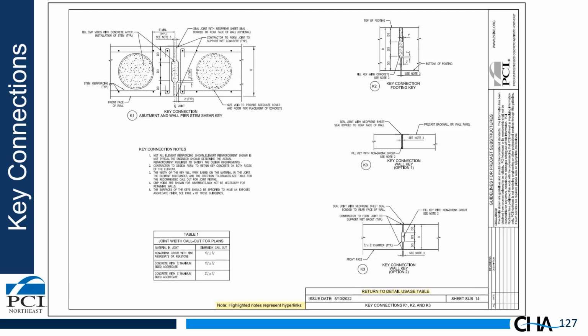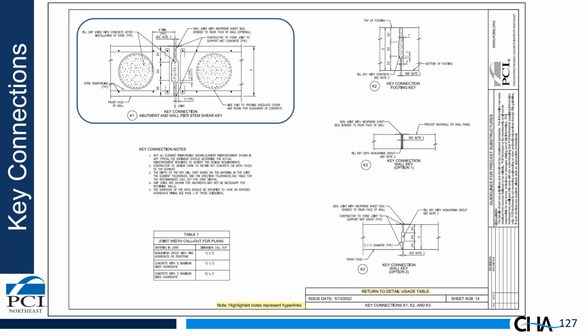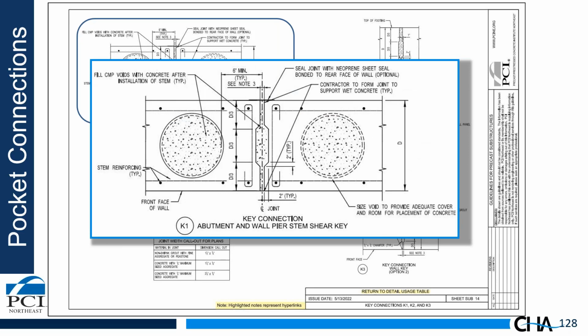Okay, last couple sheets we'll cover now. This sheet covers keyed connections. As I mentioned before, we have a K1 connection, which is a key that's filled with concrete. We recommend using concrete for a lot of these connections. You just have to make the joint a little wider, and you can fill them with concrete, although you could use non-shrink grout if you want to make the connections narrower.